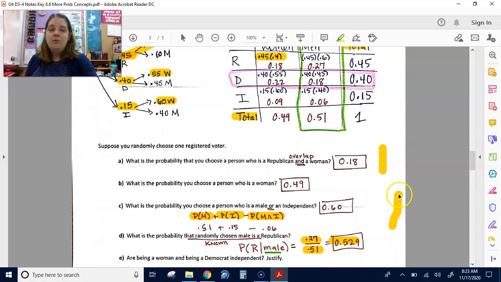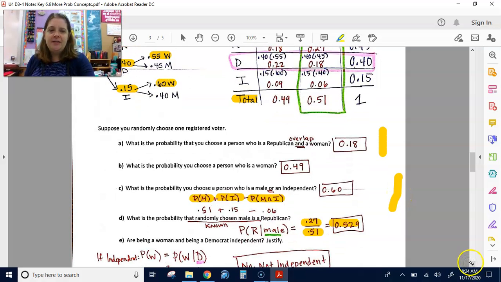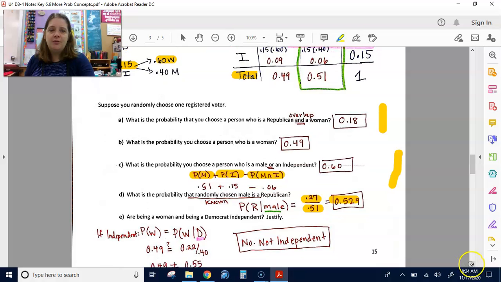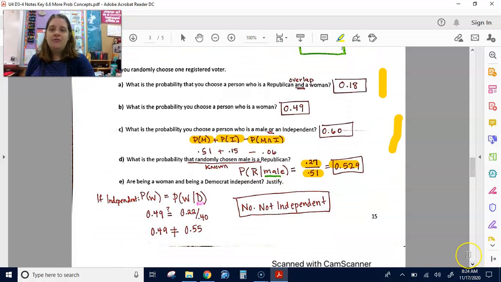Are being a woman and being a Democrat independent, justified? Now I'm going to have to scroll down here, so you're going to lose track of my table for a minute. If I was going to make this argument, are they independent? I would start off and say, if they're independent, the probability of being a woman should equal the probability of being a woman given that you know she's a Democrat. So the conditional probability, woman, should equal woman even if the person is a Democrat.